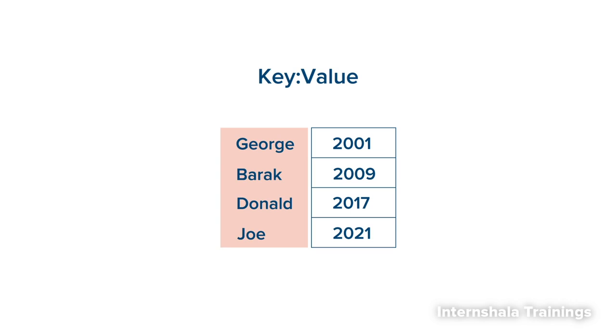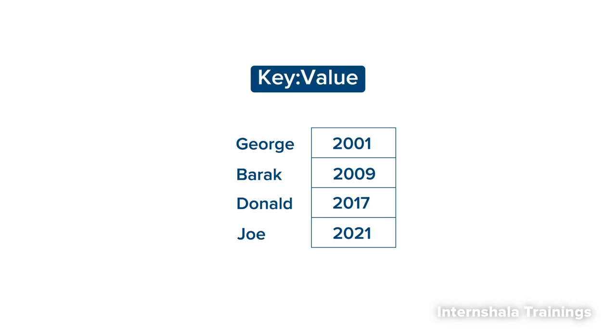Now, this association of indices with the values is called a key-value pair, where the indices are the keys and the years are the values. So, in our case, we have 4 key-value pairs.